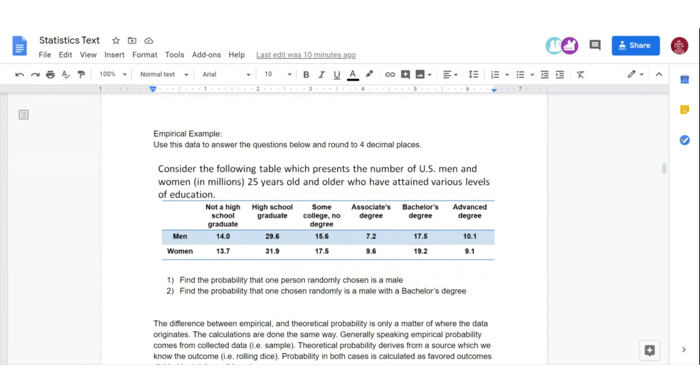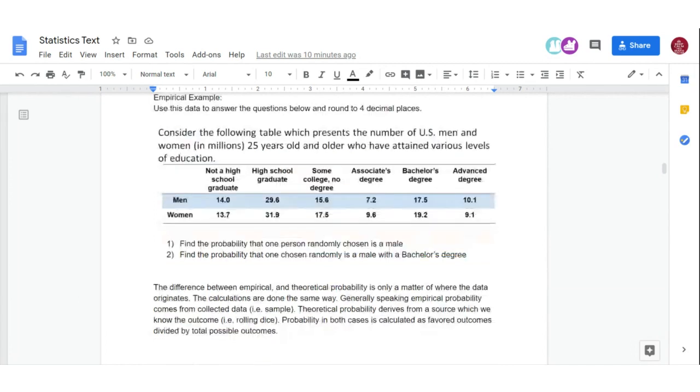For example, in this example, they went out and collected data on a certain number of people in the U.S. and found out what their gender was, male or female, and then with each one of those, they found out what their education level was, and they grouped it into 6 different ones. Not a high school graduate, some college but no degree, associate's degree, bachelor's degree, and advanced degree.